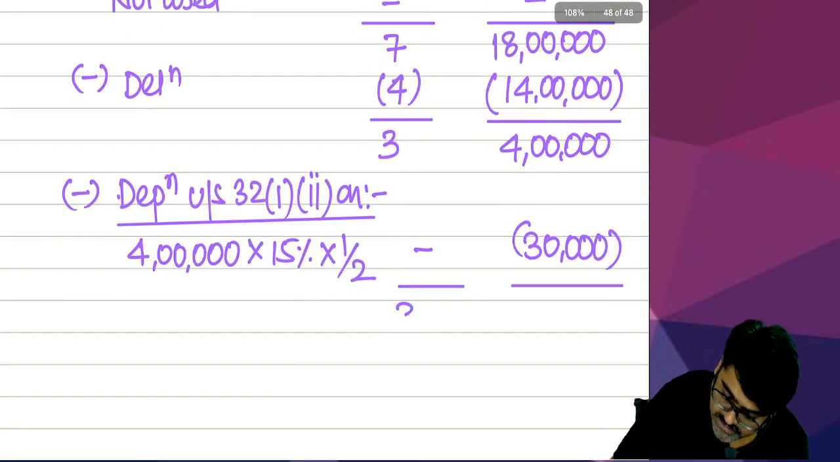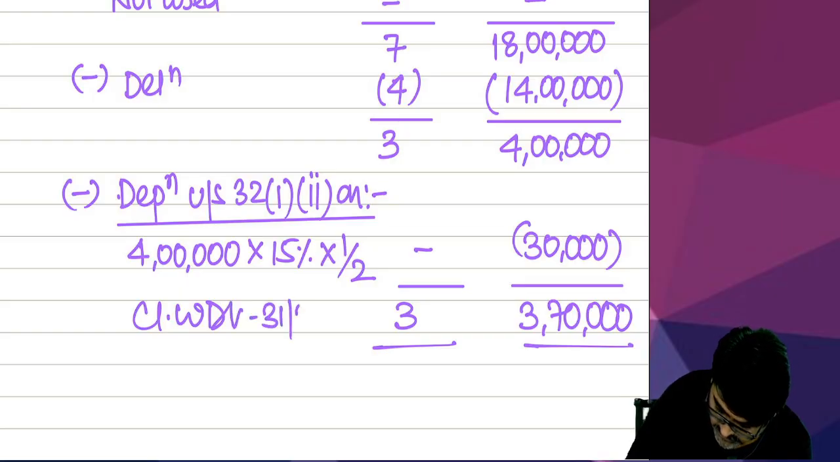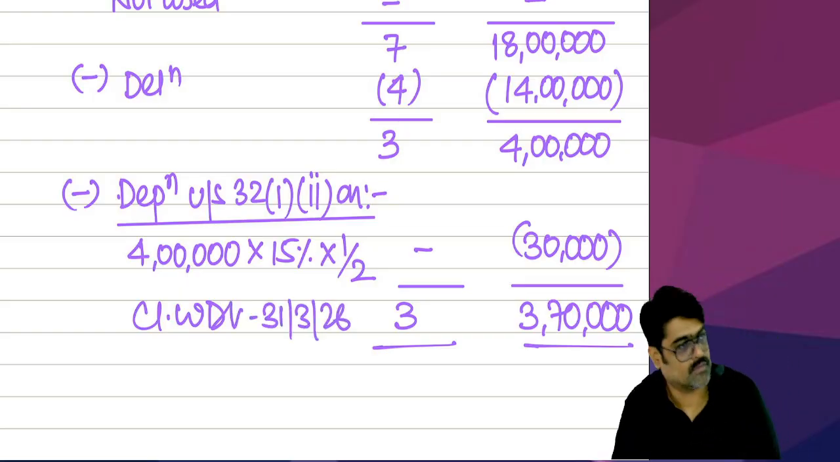This will be 3 assets remaining having 3,70,000. This will be the closing WDV. This will be the closing WDV as on 31st March 2026. Now wait. Should I twist it a little bit? Little.